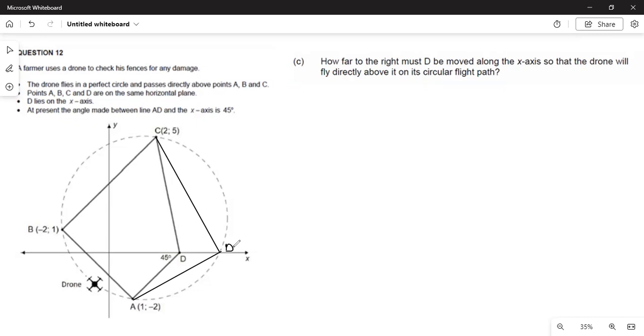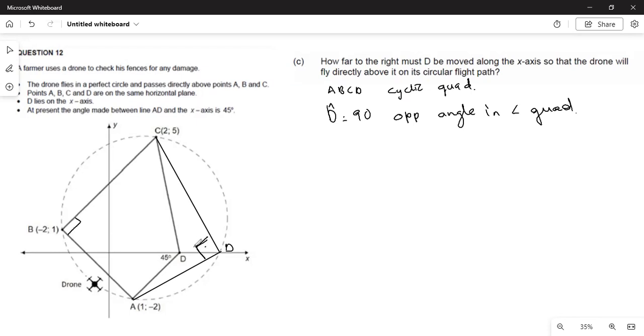If you look at your answer sheet, you'll see there's three ways in which they do this. We'll go through the first two. Now, for the first two, because this represents a cyclic quad, we'll say A, B, C, D is a cyclic quad. We can then say that angle D over here is equal to 90 degrees. The reason being that opposite angles in a cyclic quad must be equal to 180. So since this is 90 degrees, that's also 90 degrees, giving us 180.